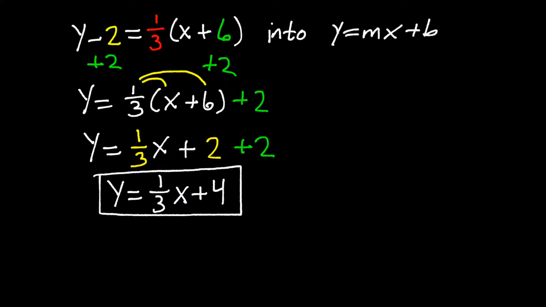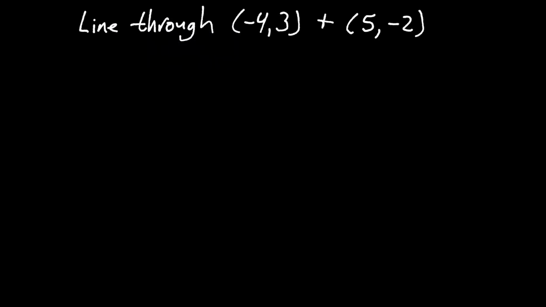Well, let's see. For this last example, we're being asked to create the equation of a line that passes through these 2 points, -4, 3 and 5, -2. You might think that this isn't possible because everything we've done so far, they gave us 1 point and 1 slope. Here we have 2 points. Well, if we think back, we already know how to find the slope between 2 points. We should remember our equation for slope.